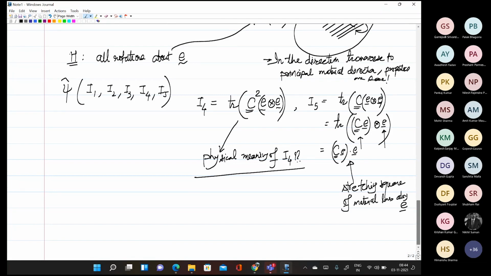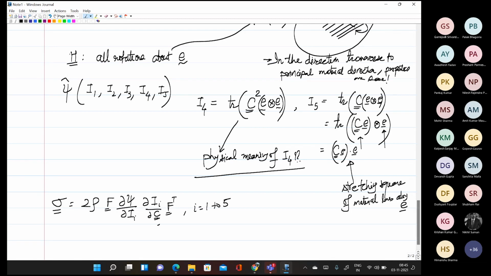Now to find out again the formula for the Cauchy stress, once the psi hat is known, you can do the same trick as for the isotropic material and find out the formula for the Cauchy stress, right? For example, this sigma would be 2 rho F del psi over del I_i into del I_i over del C into F transpose, isn't it? Where i goes from 1 to 5 now.